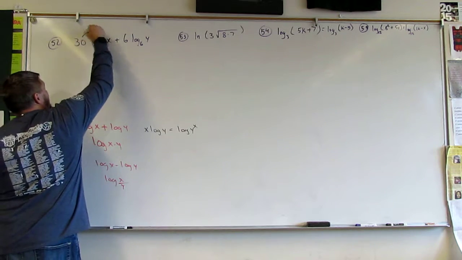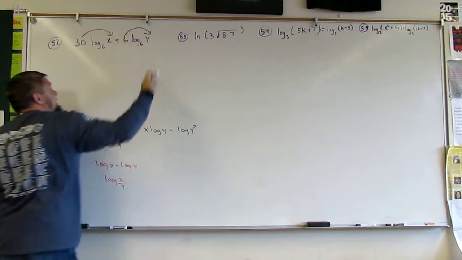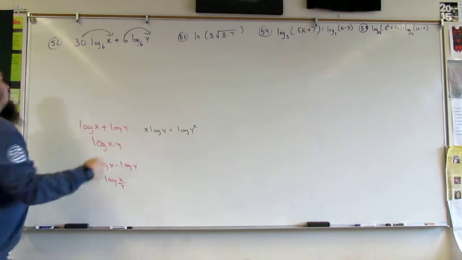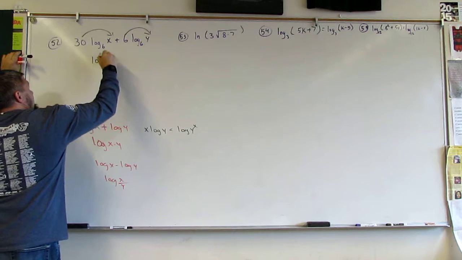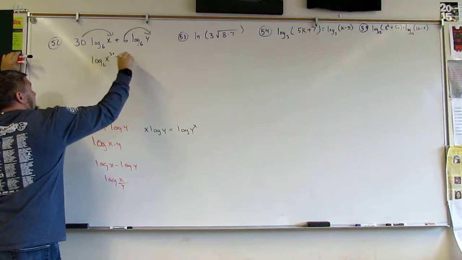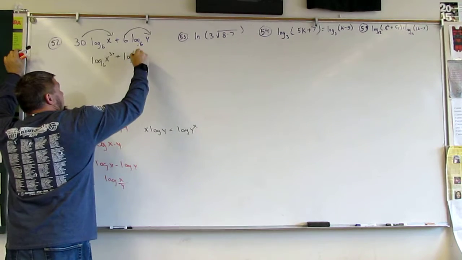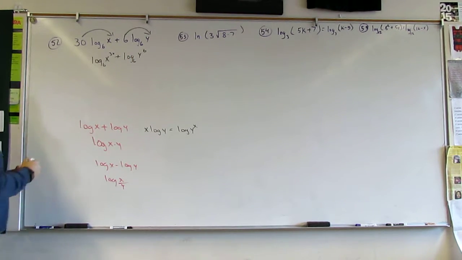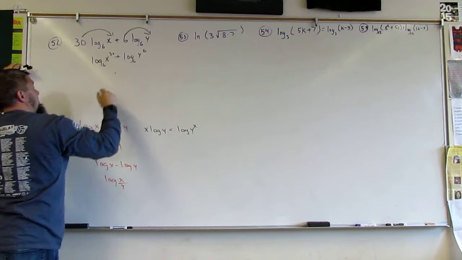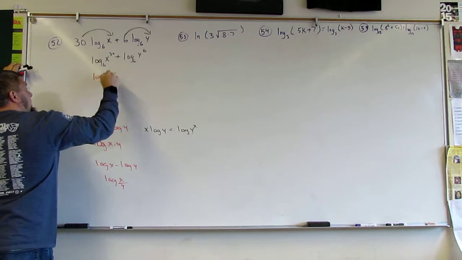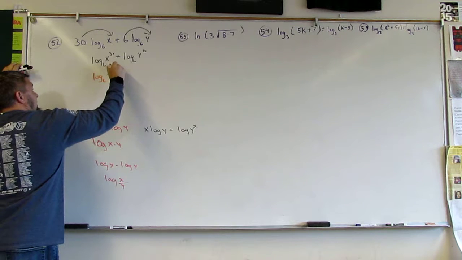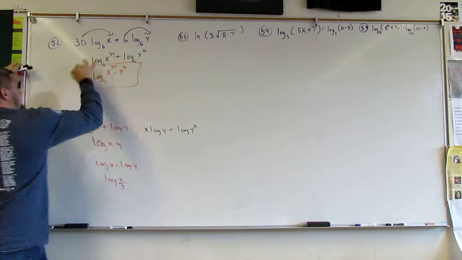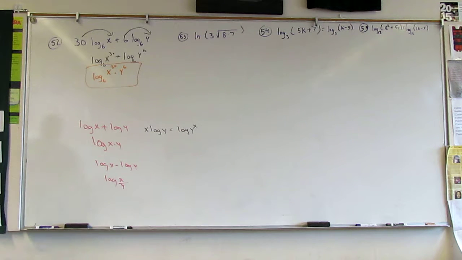This says I'm going to go up here, because that's that rule. So if it's in front, it goes to the power. So this is just log base 6 of x to the 30 plus log base 6 of y to the 6. Now, if I am adding, then I'm really just multiplying. So I'm just saying log base 6 of x to the 30 times y to the 6th. That's it. That's all we're doing.